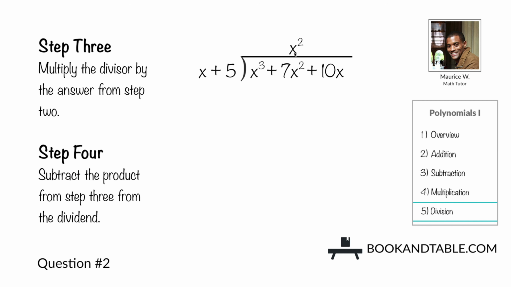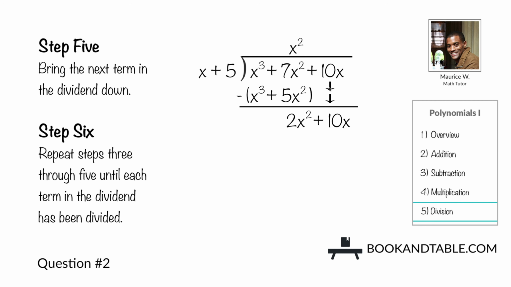And now we'll multiply x squared times our divisor. So that gives us x squared times x, which is x cubed, and x squared times 5, which is plus 5x squared. And now we'll subtract this product from the dividend, giving us x cubed minus x cubed, which would be 0, and 7x squared minus 5x squared would give us 2x squared. And now we want to bring down the next term in the dividend, which would be plus 10x.